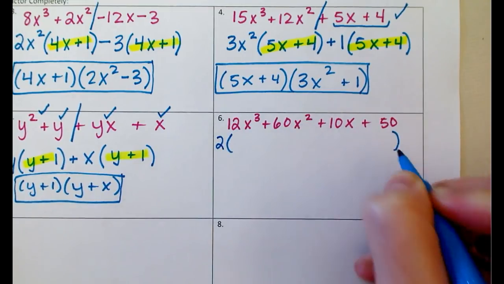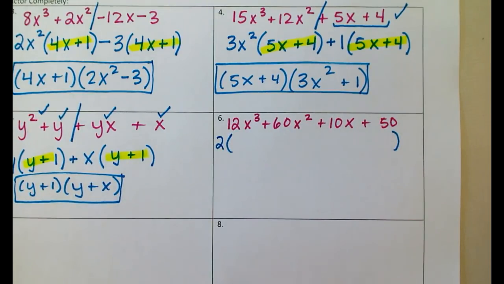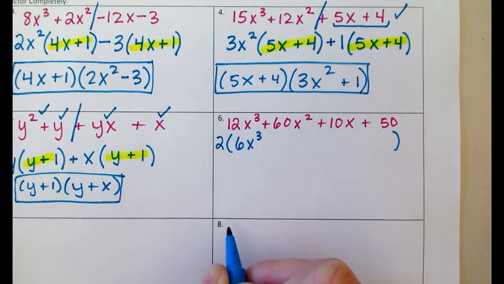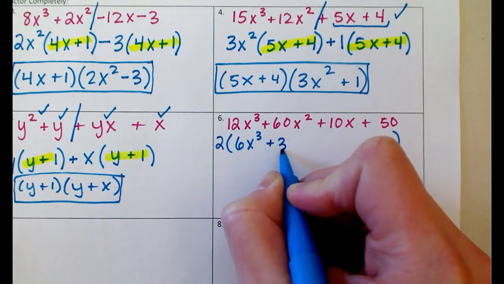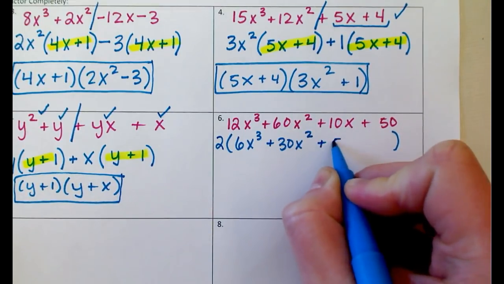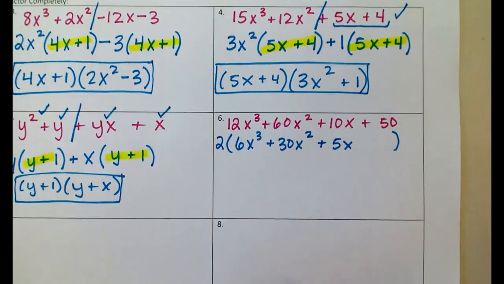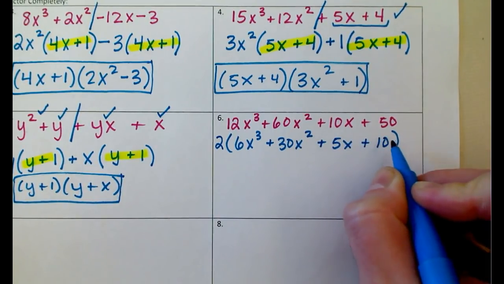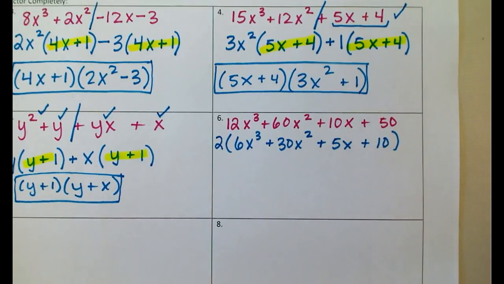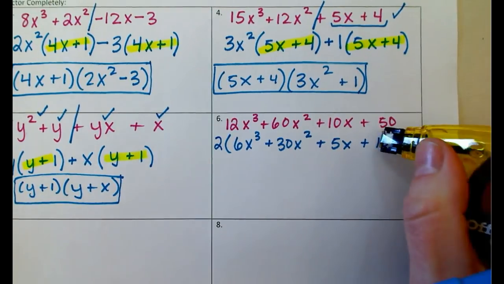So if I factor out my GCF of 2, I would be left with 6x cubed plus 30x squared plus 5x plus 25. Oops, not plus 10, plus 25. I apologize, let's fix that.